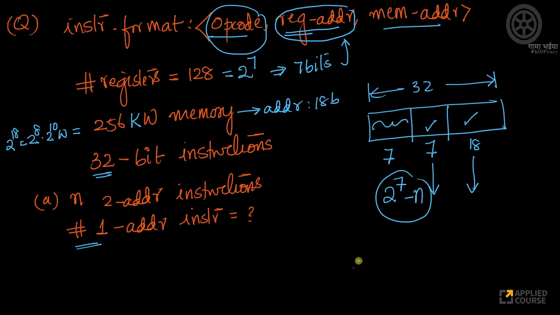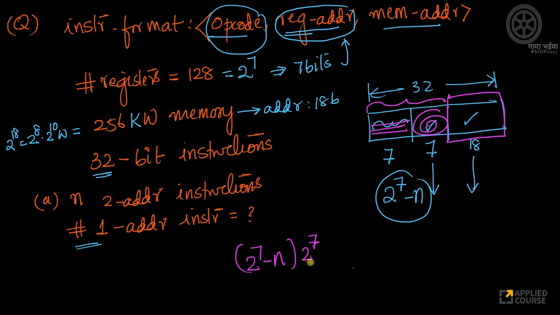Now, how many 1 address instructions can I have? In the 1 address instruction, look at this, this part will still be there. Only this part is freed up for me, right? So in the 2 address instructions, n of them are taken. So 2 power 7 minus n possibilities are there in these 7 bits. These 7 bits, I can have any of the 2 power 7 possibilities here, right?